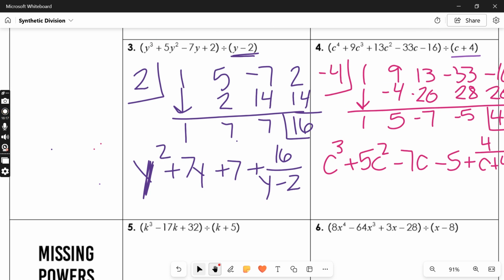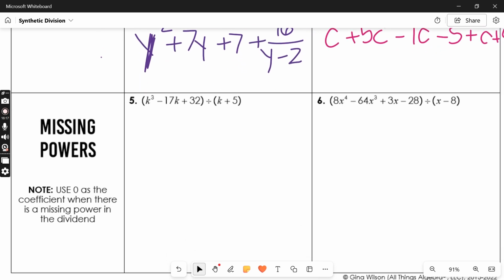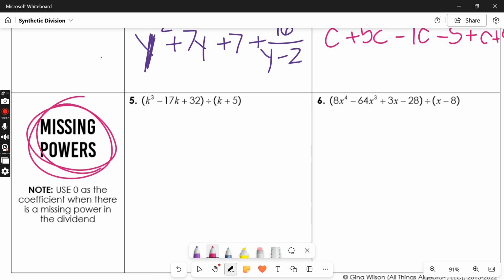Okay, only 2 to go. And there's not really much difference here. We're still going to be doing the same thing, but notice what we have over here. It says we're missing powers. It says use a 0 as a coefficient if there is a missing power in the dividend. So if there's any power missing, notice this says k cubed minus 17k. We're missing that squared component, and so we're going to put a 0 in its place.